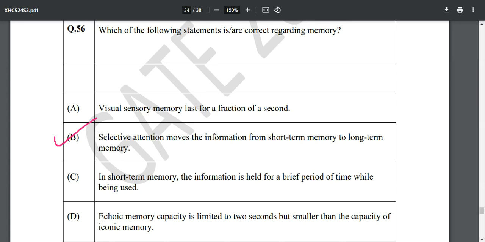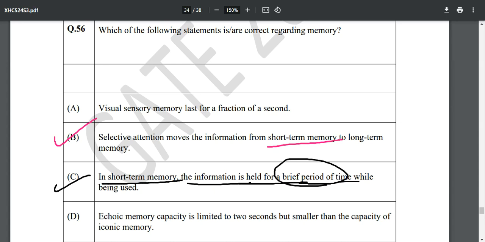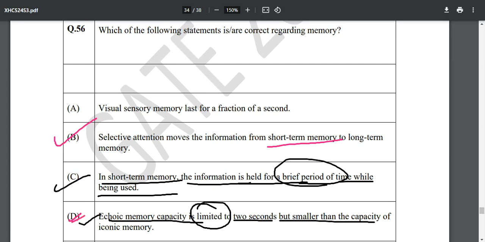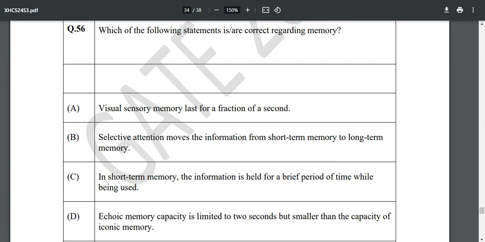Selective attention moves the information from short-term memory to long-term memory. Then what will the Atkinson-Shiffrin model do? In short-term memory, the information is held for a brief period of time while being used. Echoic memory capacity is limited to 2 to 4 seconds but smaller than the capacity of iconic memory. This statement is a little bit tricky, but if you have read the book or studied properly, then you can be pretty sure about this statement.